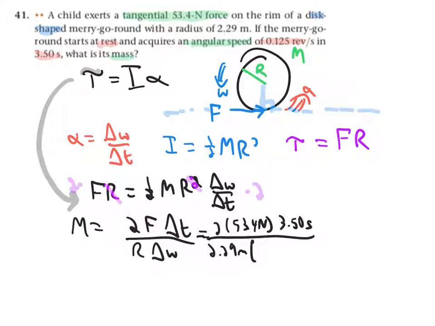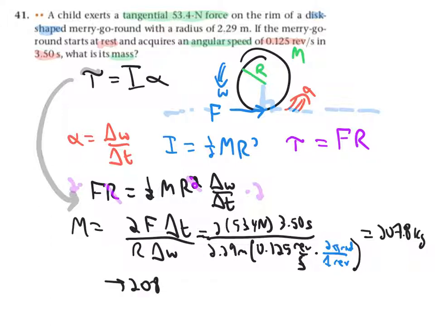2.25 meters times, we end with a speed of 0.125 revs per second, which is unfortunate because we don't want that. We want radians, but that's okay because every revolution is 2 pi radians. And now we have numbers we can just throw into a calculator. And we get 207.8 kilograms. We seem to have 3 digits of accuracy, so this really becomes 208 kilograms.